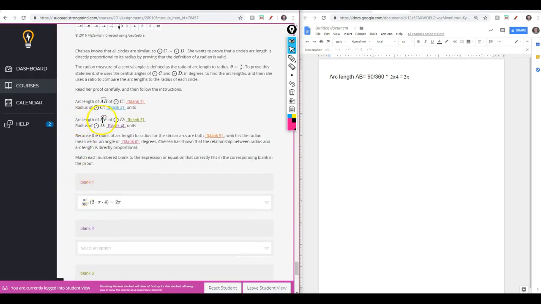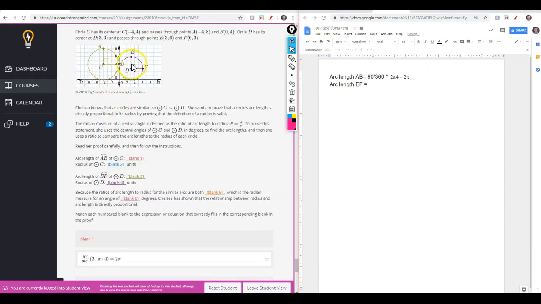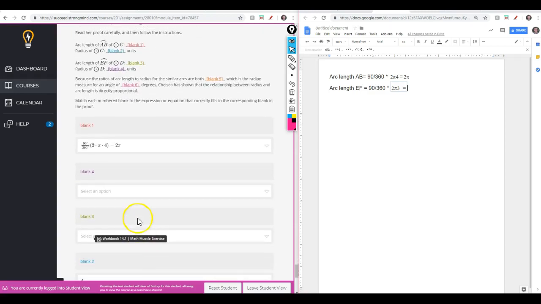Now finding the arc length for arc EF, that's going to equal, again, since it cuts off a 90-degree angle right here, the arc measure in degrees is 90, and that portion of the degrees is 360. That's going to multiply by 2 pi times the radius, which is 1, 2, 3. So this is going to be 2 pi times 3, which equals something. I'm going to let them do the work on that one.